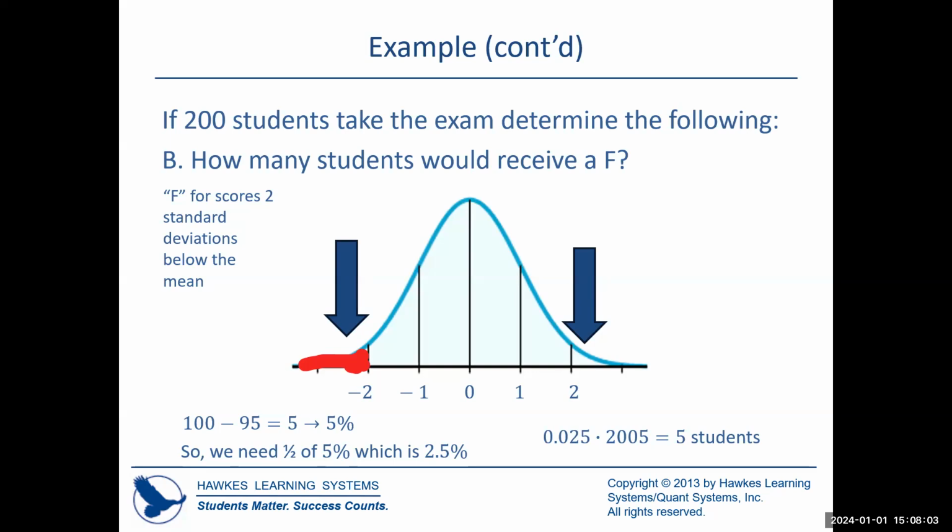So 0.025 times 200, make that correction, please, is equal to 5. So we should have only 5 students receiving an F. By symmetry, that means that only 5 students should be getting an A as well. I hope you all understand that. So anyway, that's grading on a curve.